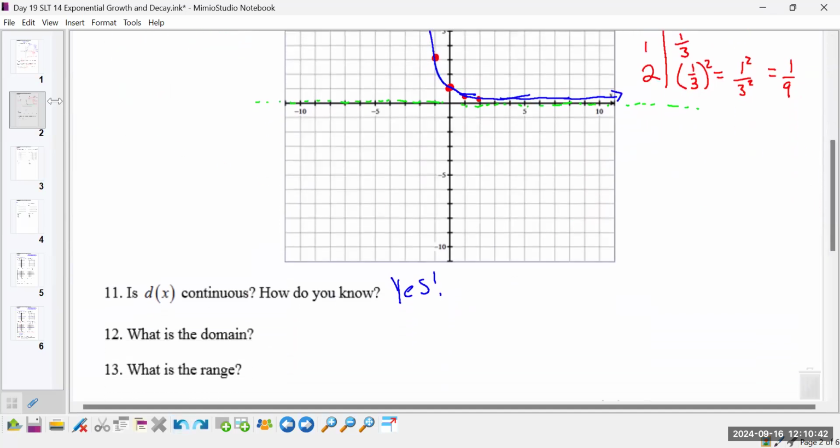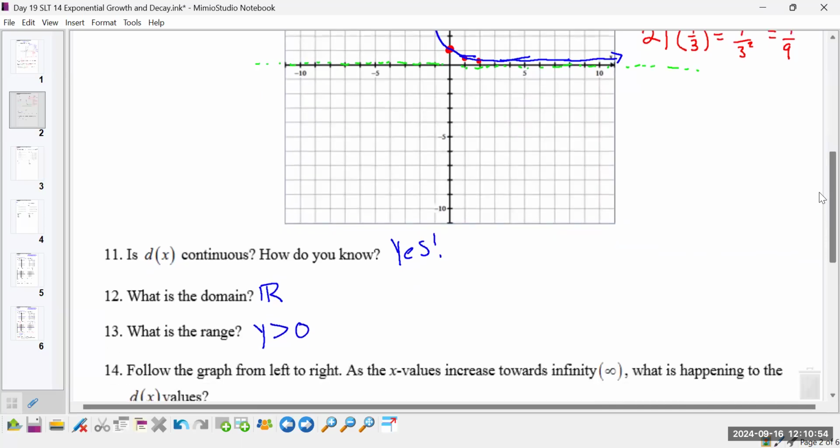The domain, the x values, again, this graph stretches from left to right. So its domain is all real numbers. But again, I don't have 0 and I don't have anything below 0. So I'm going to say the range is y is greater than 0.